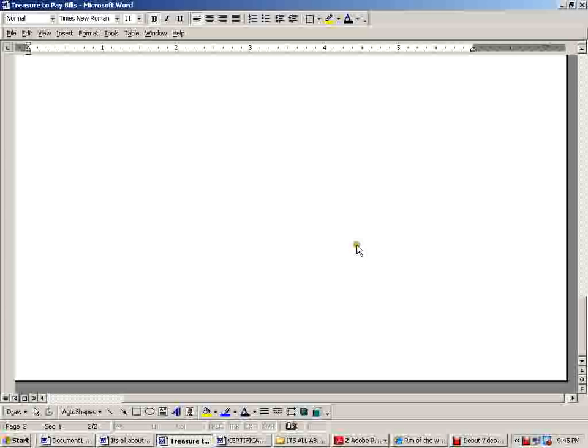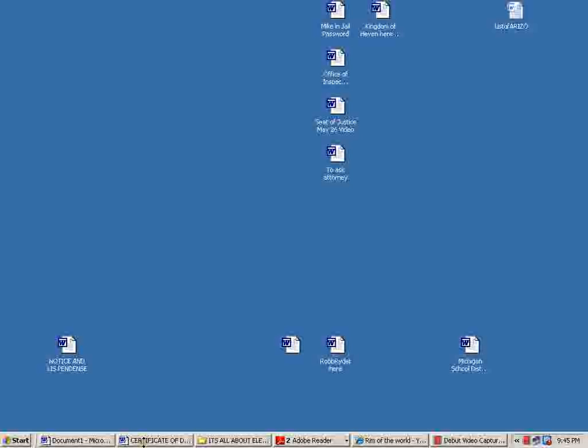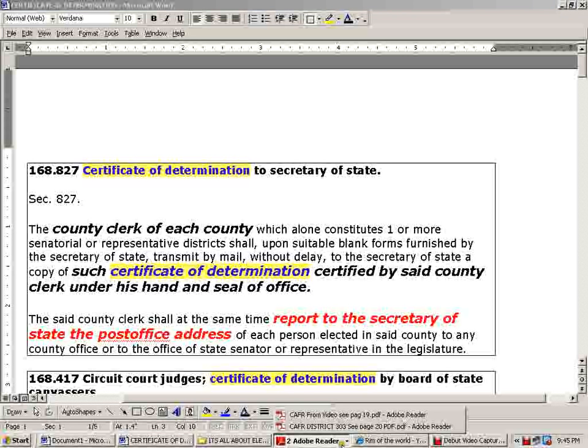So, now onto the good stuff. Let's see here. Let me get rid of that one. Certificate of determination. Okay, now why do we want to tell them to pay the bills? Okay, let's look at that.